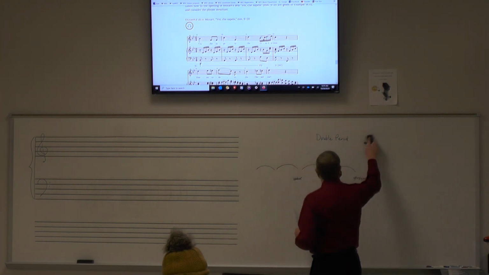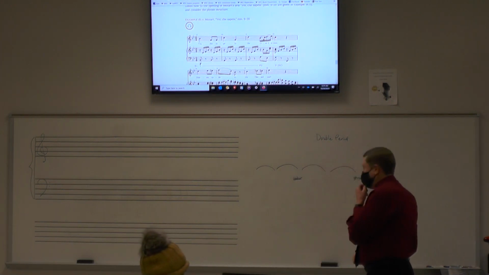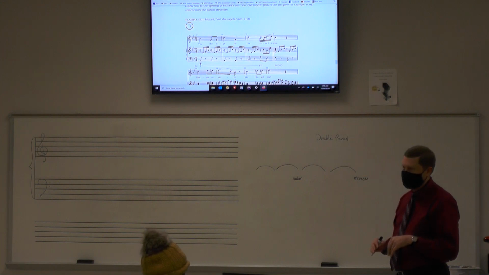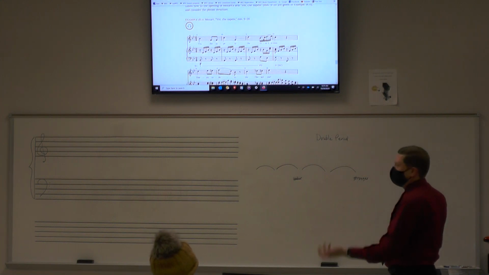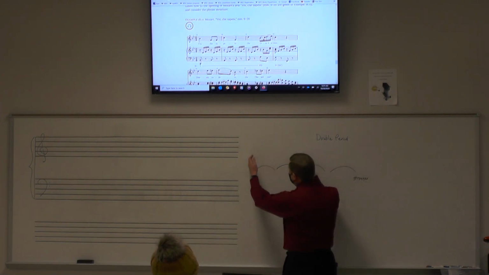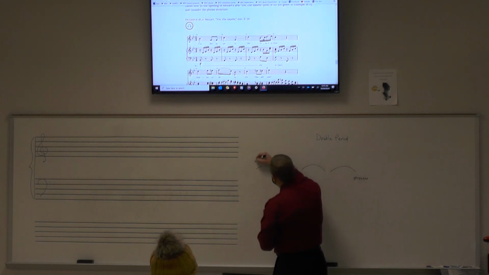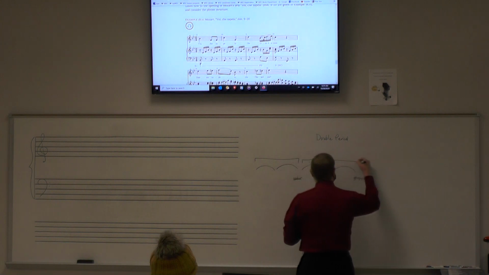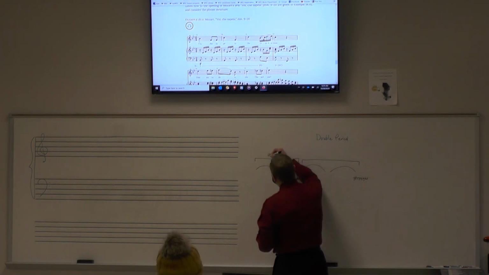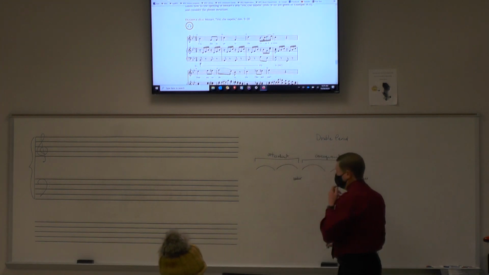Now, we've got to be careful with the word double period. It does not mean there are two periods. It means there's one ginormous period. It's just that the antecedent half of the double period is two phrases long, and the consequent half is two phrases long, rather than your normal one phrase in length. Okay? So we're going to call this the antecedent. We're going to call this the consequent. Sorry about my verbal writing.